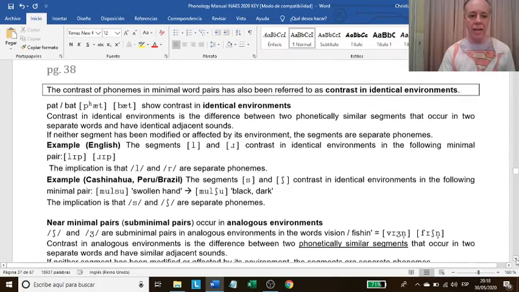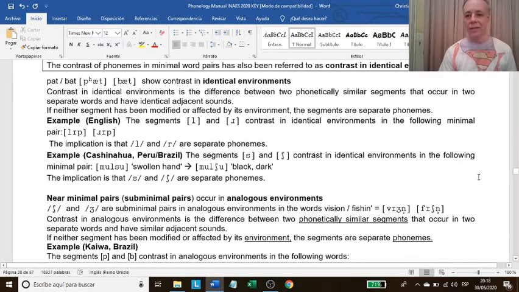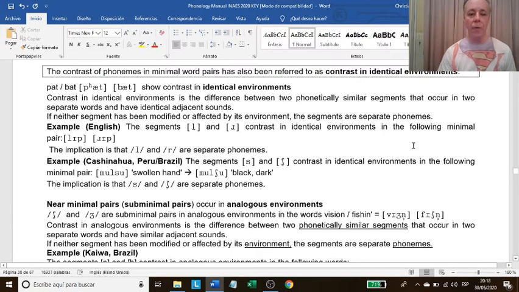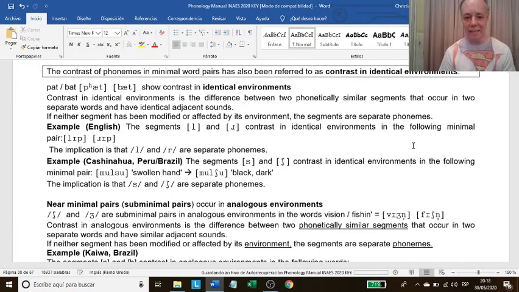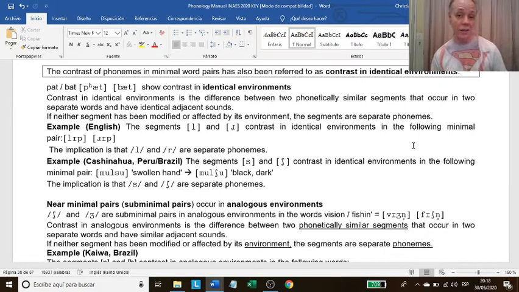Let's read it together. It says the contrast of phonemes in minimal word pairs has also been referred to as contrast in identical environments. Why does it say contrast? You read the textbook and you did homework on this. Contrast happens when there is a difference in meaning. You change one phoneme for another and the meaning automatically changes. That is called contrast in phonology.